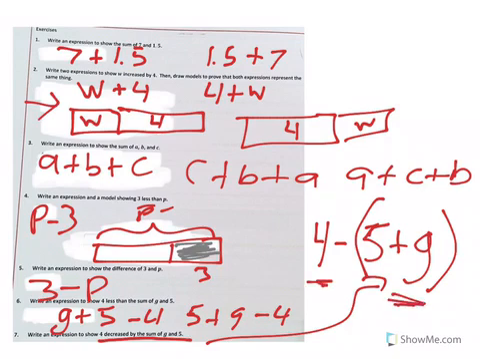Okay, so I hope you're seeing some of the small little details, especially in 6 and 7. G plus 5 minus 4, 4 minus (5 plus G), you need the parentheses. Same thing up here with 4 and 5. P minus 3, 3 minus P, different thing. So you have to look at how they write the problem.